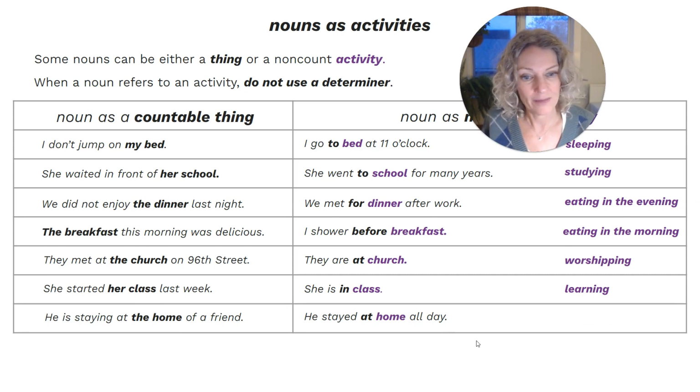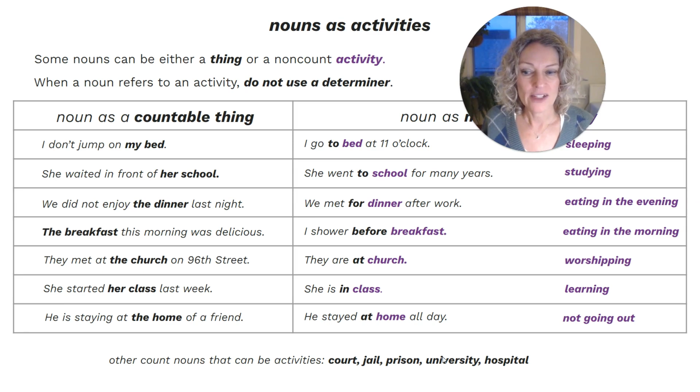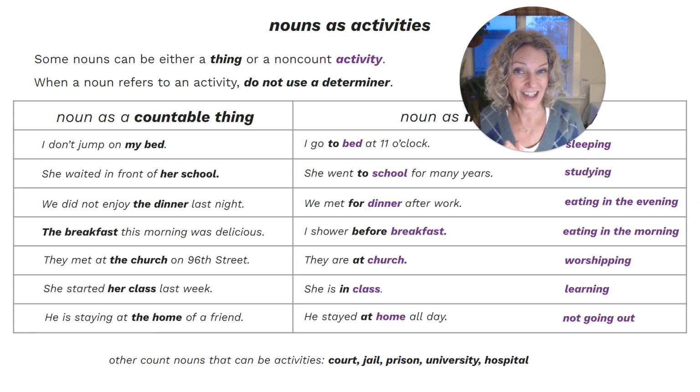So if the noun refers to an activity, it becomes a non-count noun, and you should not use a determiner. There are some other count nouns that can be activities such as court, jail, prison, university, hospital. So you need to decide, is it a singular count noun or am I using it to refer to an activity?